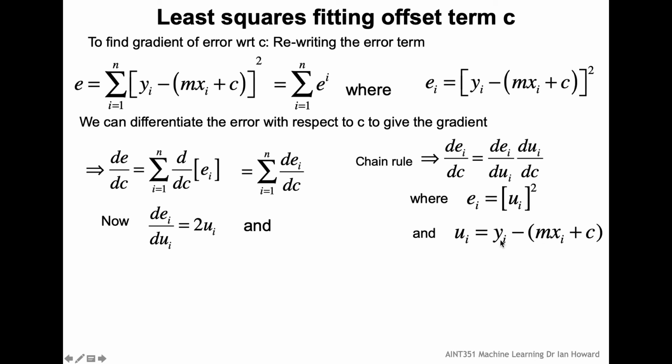First bit here is a constant, so that disappears. Second bit here is a constant, disappears. A minus c just goes to a minus 1, right? So that's that bit there.